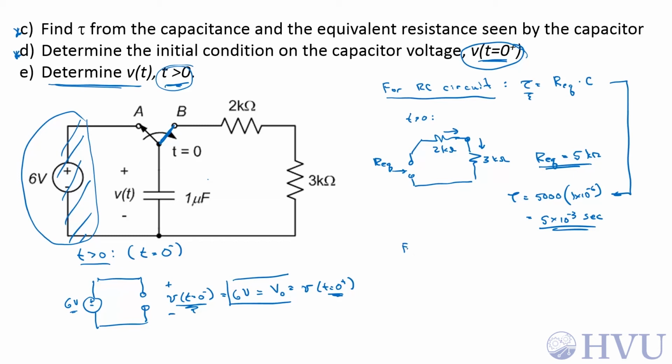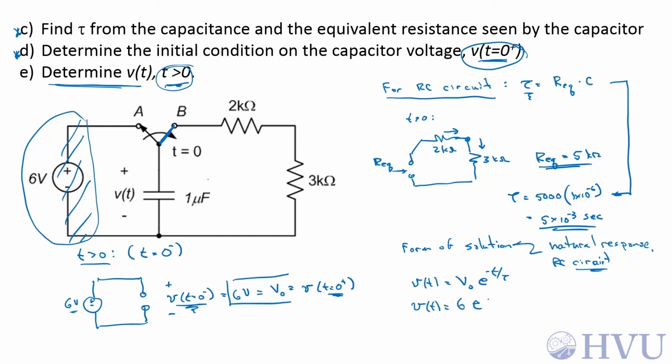So for this case, since this is a natural response of an RC circuit, or really the natural response of any first-order circuit, the voltage, v of t, is going to be the initial condition, v0, times e to the minus t over tau. v0 is 6 volts, so v of t is 6 times e to the minus t over 5 times 10 to the minus 3 volts for t greater than 0. So there's my answer for part E.